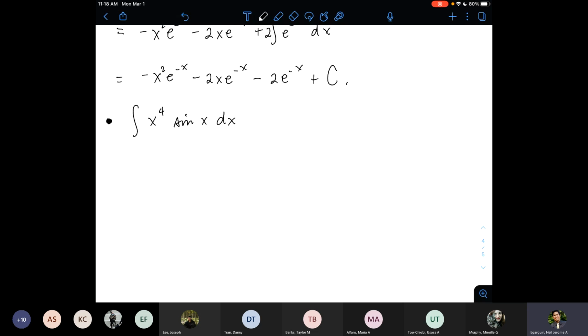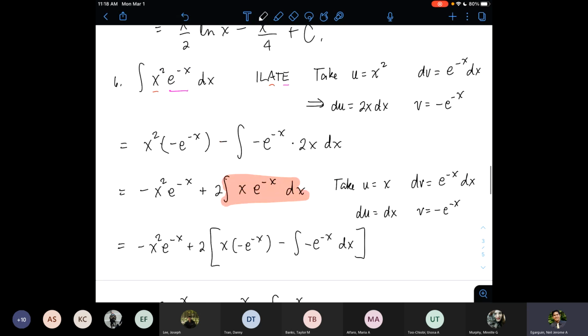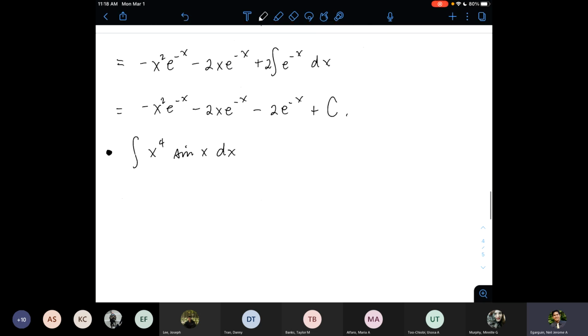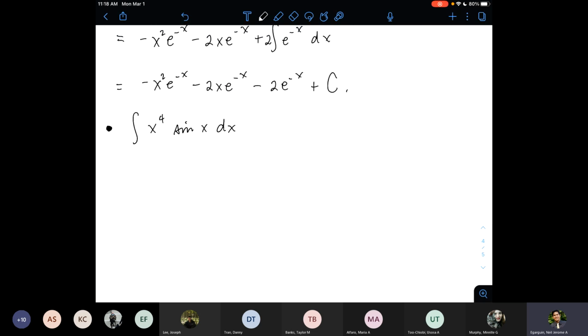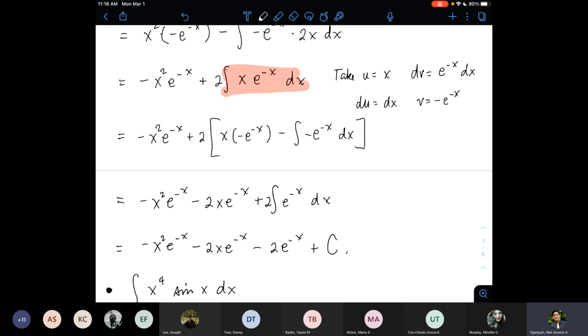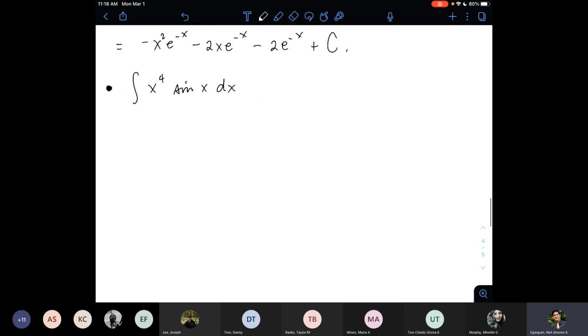But imagine what will happen if you extrapolate from the previous problem that we had. From the previous problem, we have an x squared e to the minus x. But here we have x to the fourth sine x dx. So here I'm expecting that we will use IBP 4 times. And it would be a lot to write the solution in this manner. Imagine how long it will be.